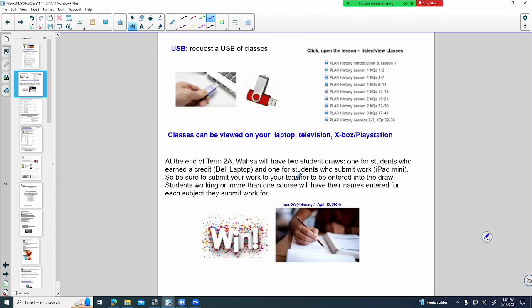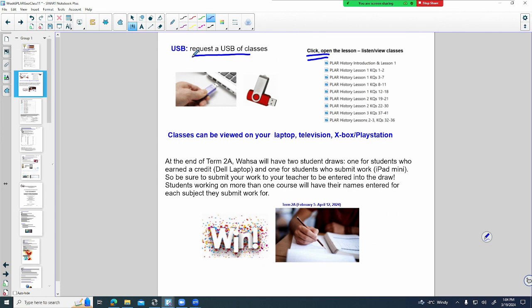Also a reminder to students: if you're not able to attend the Zoom classes, or if you're having problems accessing Wi-Fi or internet, you can request a USB of classes. With these classes, you can view them on your laptop, television, Xbox, or PlayStation. Once you get the USB, you can open the lesson, and then you can listen to or view the classes that you want to watch.